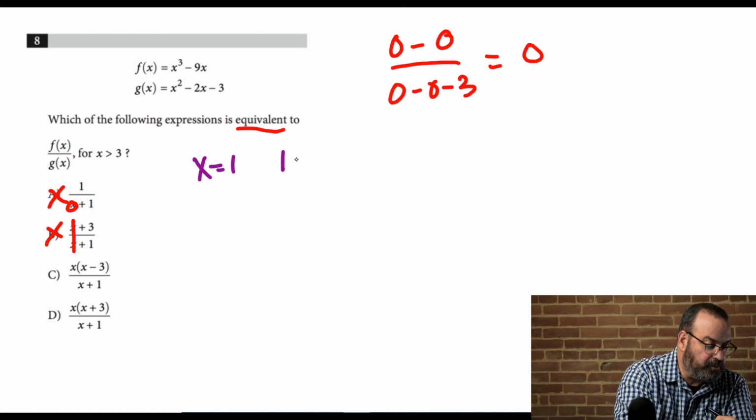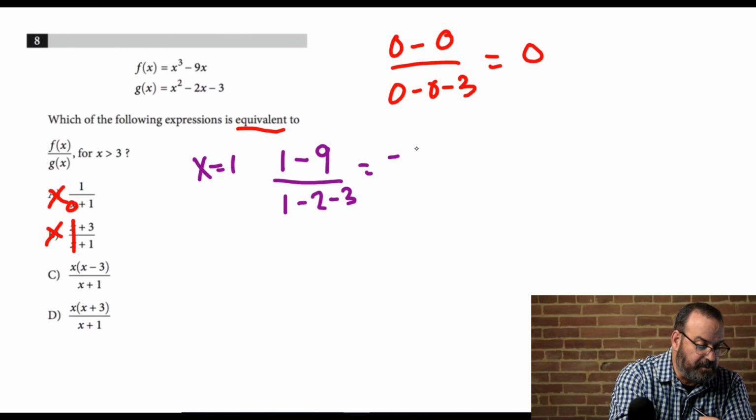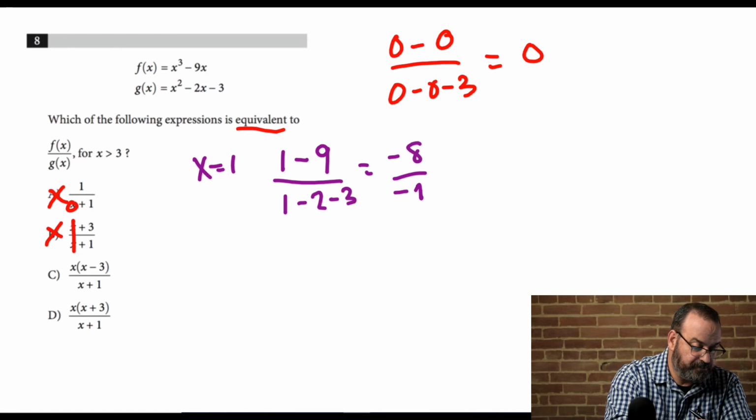1 cubed is 1, minus 9 times 1 is 9, over 1 minus 2 minus 3. 1 minus 9 is minus 8. 1 minus 2 is minus 1. Minus 1 minus 3 is minus 4. Minus 8 divided by minus 4 is 2.